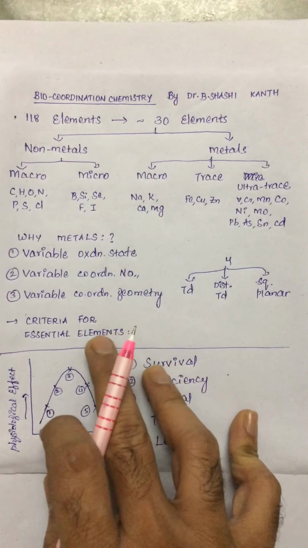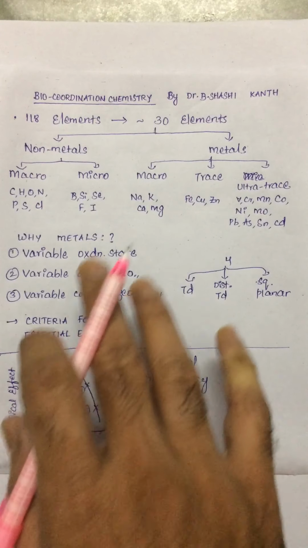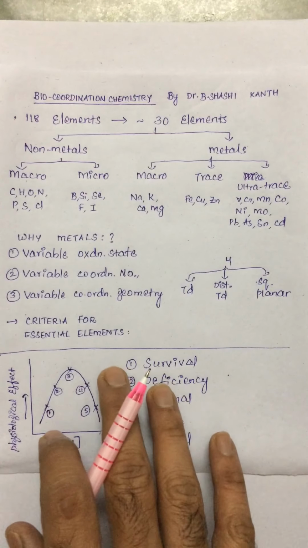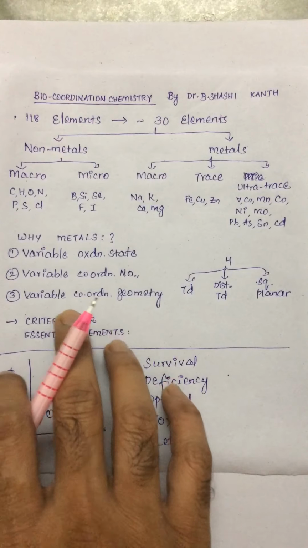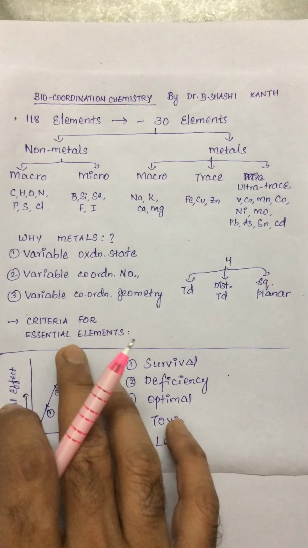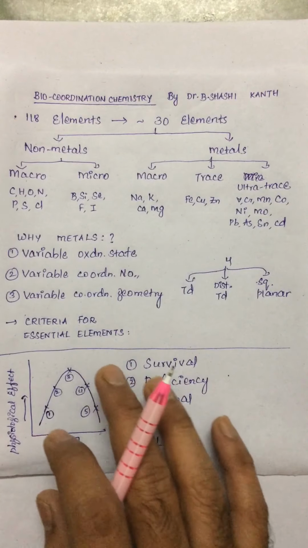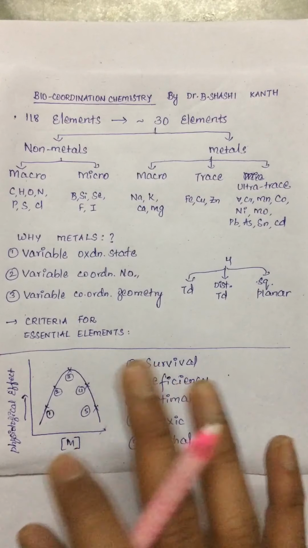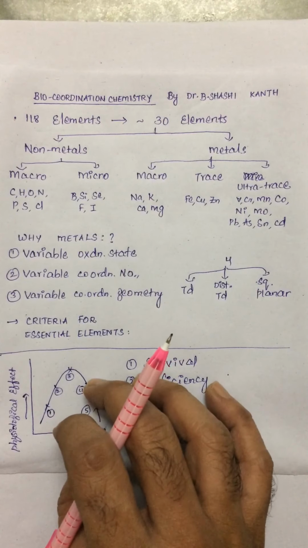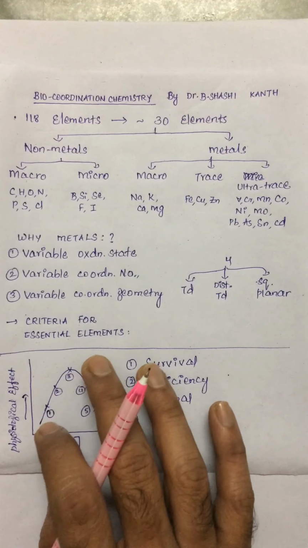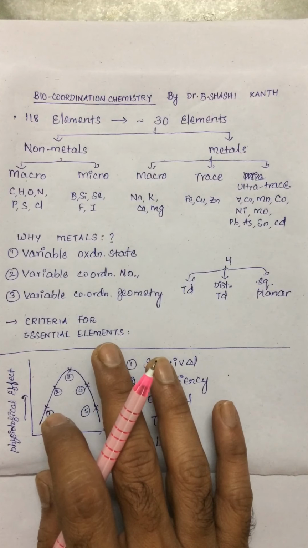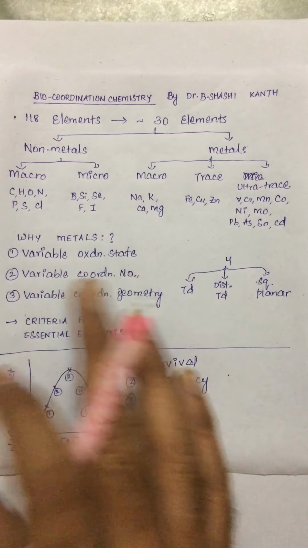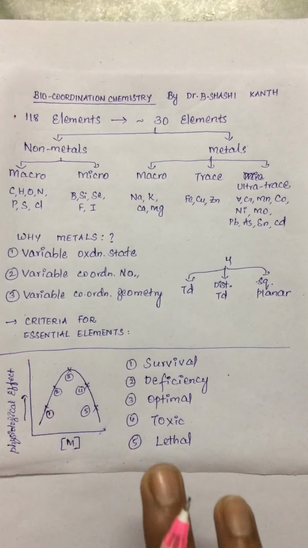Now, coming to the criteria for essential elements. Well, we have several elements, but only some elements are called essential elements. Some other elements are called non-essential elements. What exactly are essential elements? Suppose I choose tissues of different living organisms, and there is a comparable concentration of a chosen element in the tissues of different organisms, such elements we generally call essential elements. So if an element is present in the tissues of different organisms at comparable concentration, we may call it an essential element. This is one point.